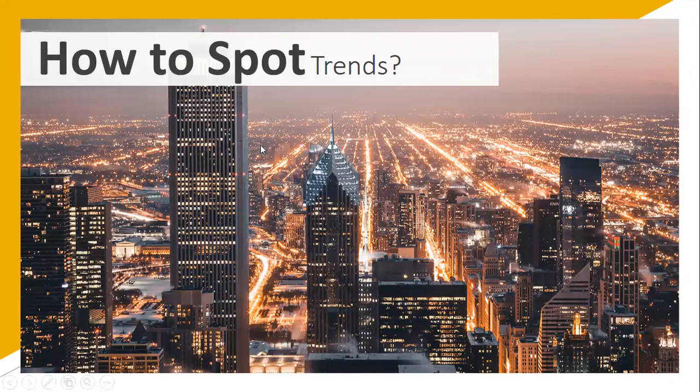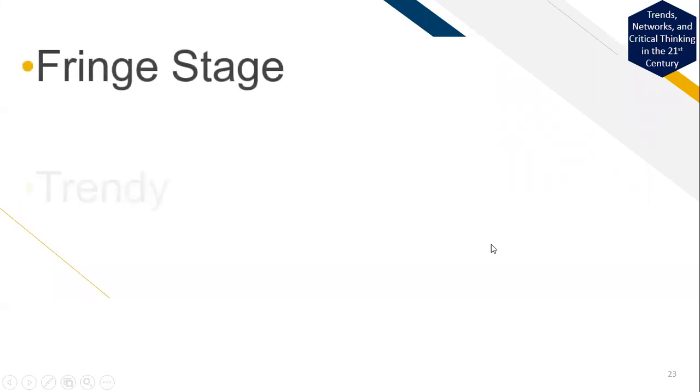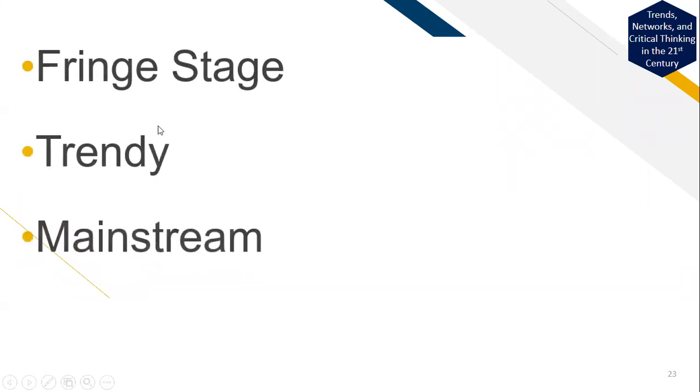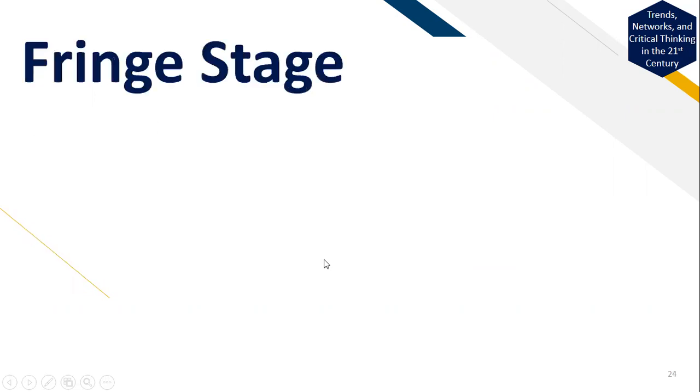Next, okay, so punta na tayo sa how to spot trend. So paano nga ba natin malalaman ang isang trend? So meron tayong tatlong stage. Okay? The fringe stage, the trendy stage, and the mainstream stage. So punta tayo dito sa first one, the fringe stage.